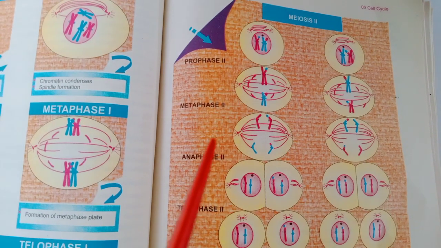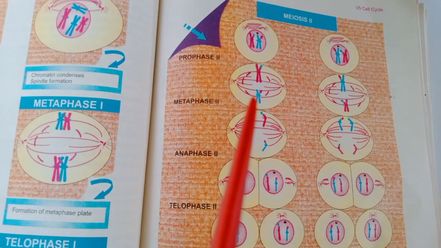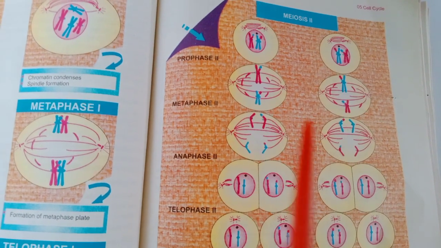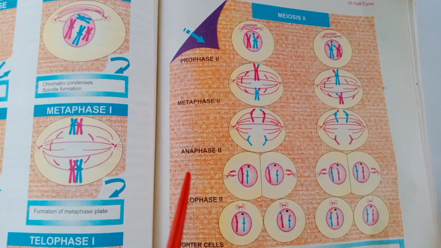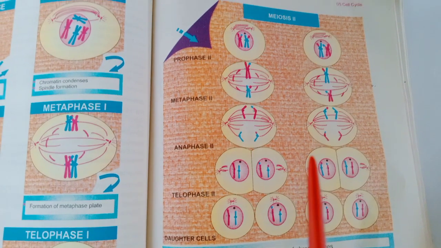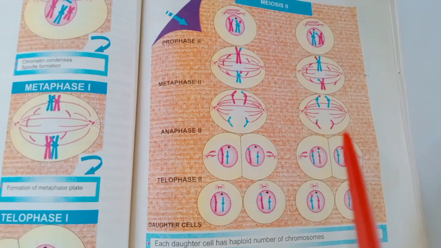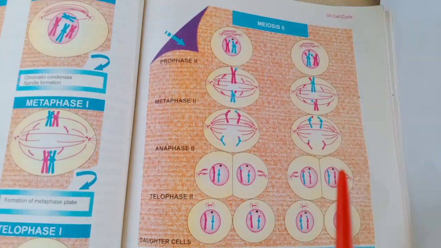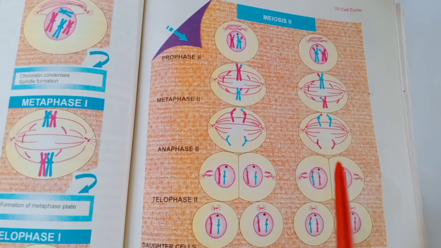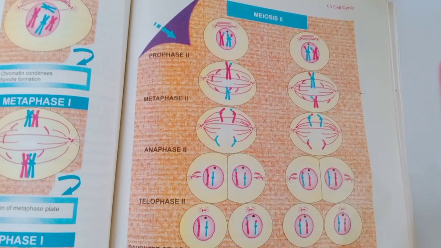In metaphase 2, chromosomes attach to the kinetochore spindle fibers and align themselves at the equator. This is followed by anaphase 2, in which the centromeres are cleaved and sister chromatids are pulled apart. These sister chromatids are now called sister chromosomes, and they are pulled toward opposite poles.